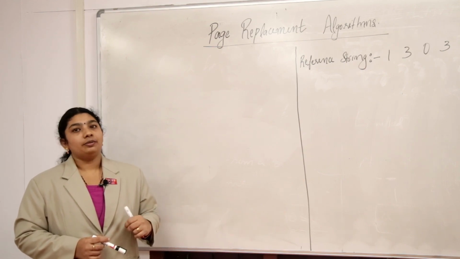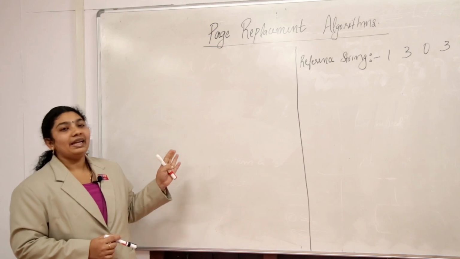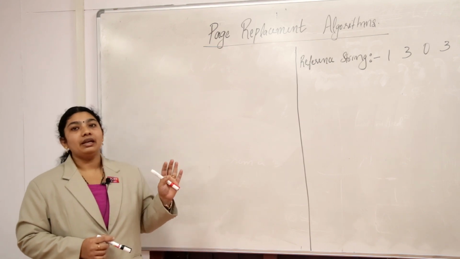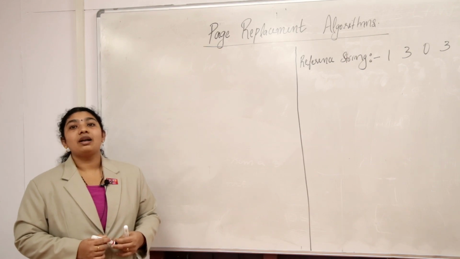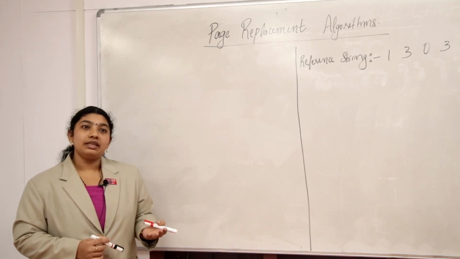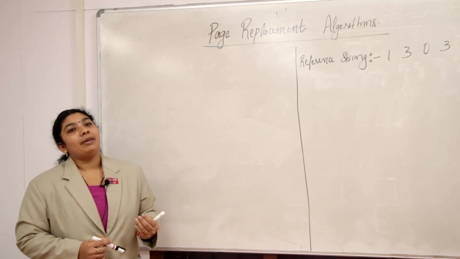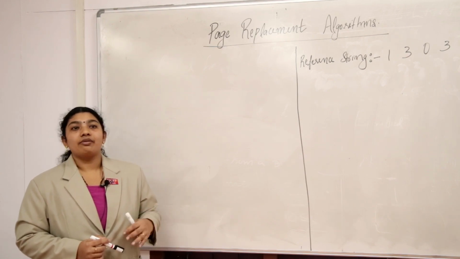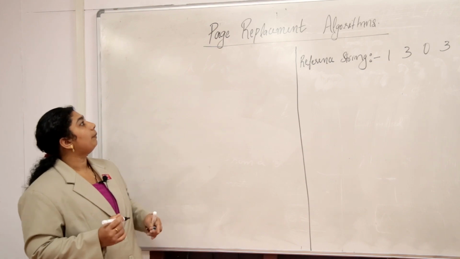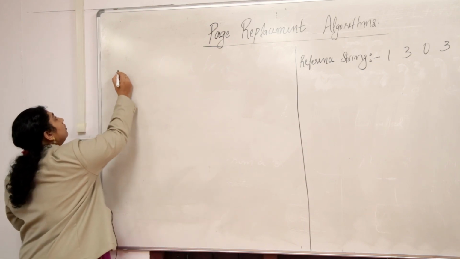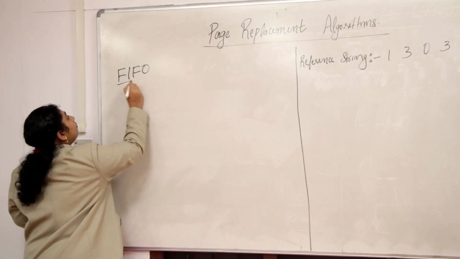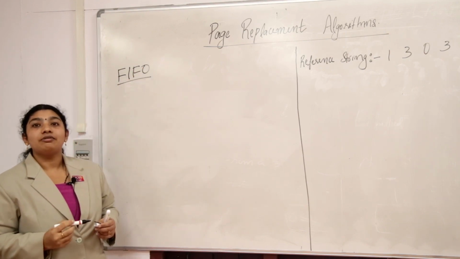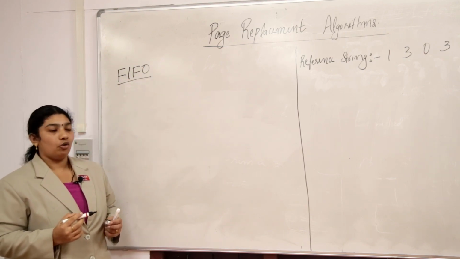So we have three page replacement algorithms. Page replacement algorithms are used for finding the victim page that can be swapped out from the physical memory so that we can make room for a newly requested page. The first page replacement algorithm is FIFO, or first in first out, page replacement algorithm.